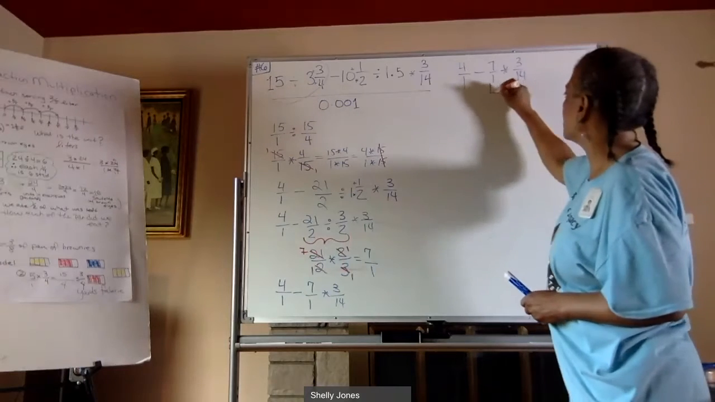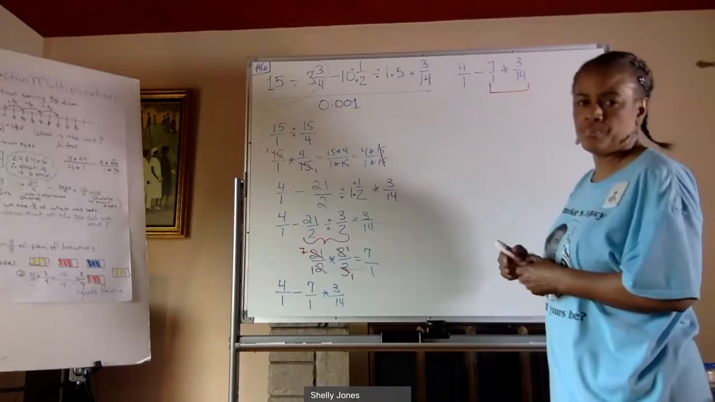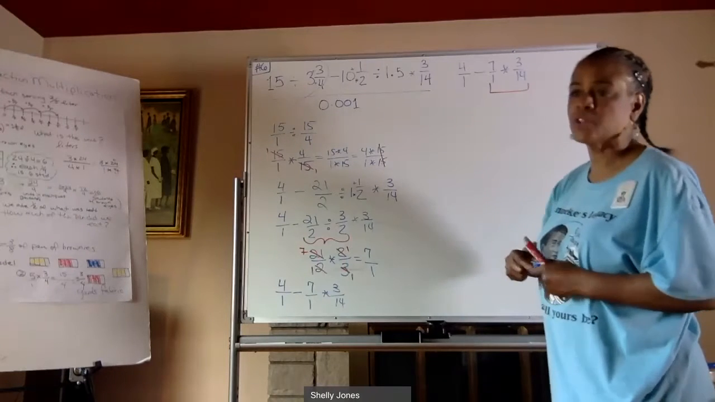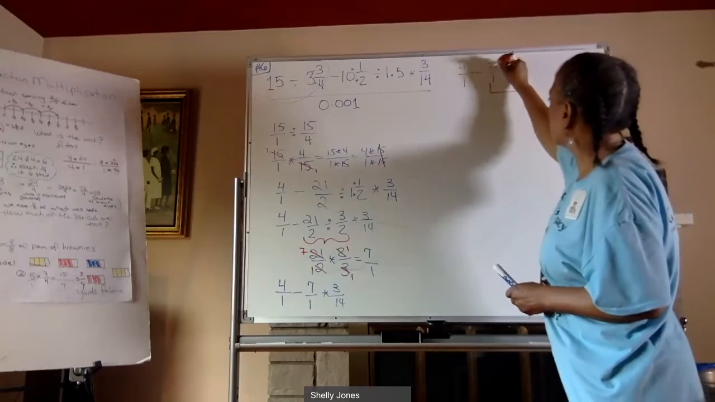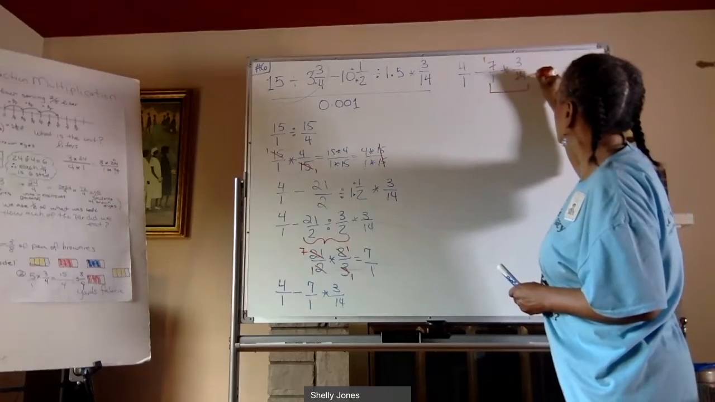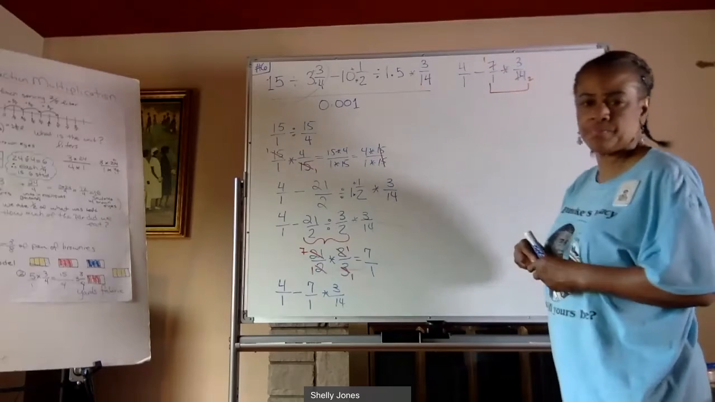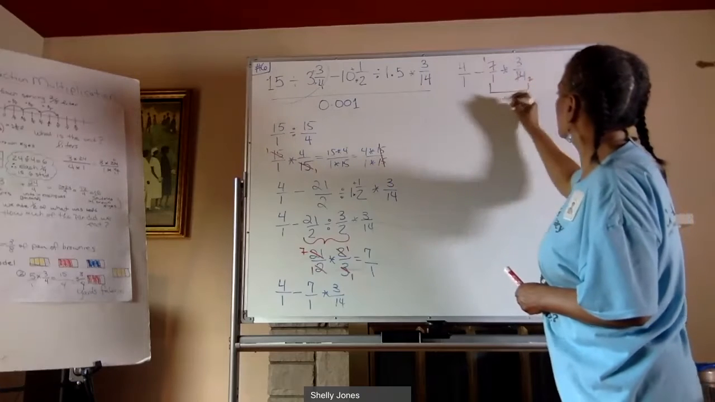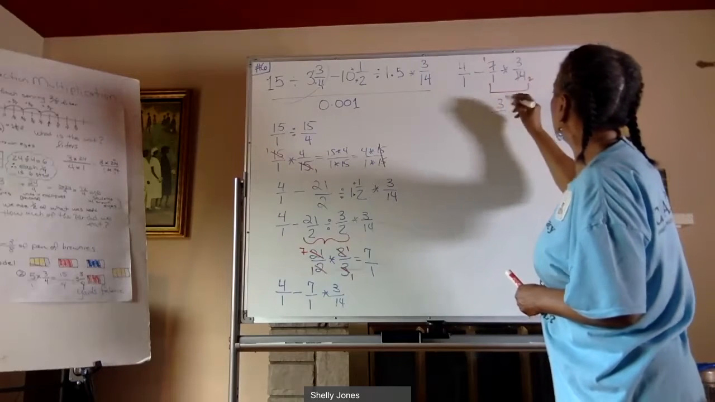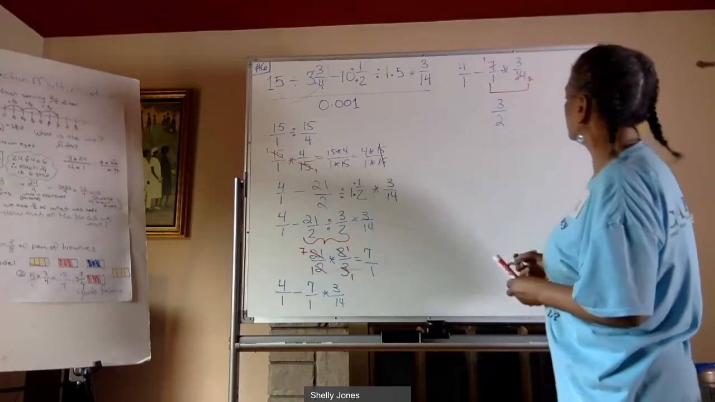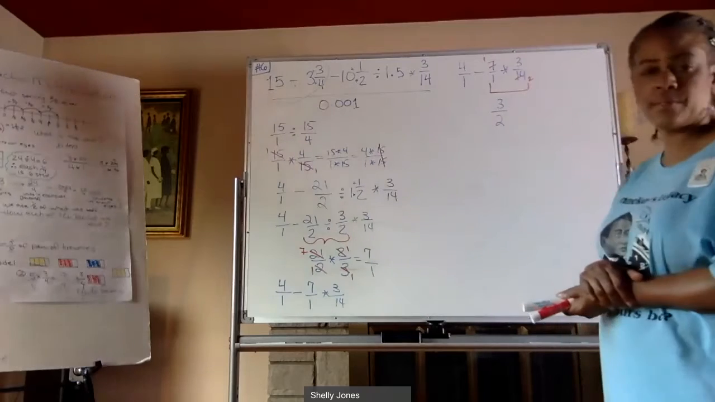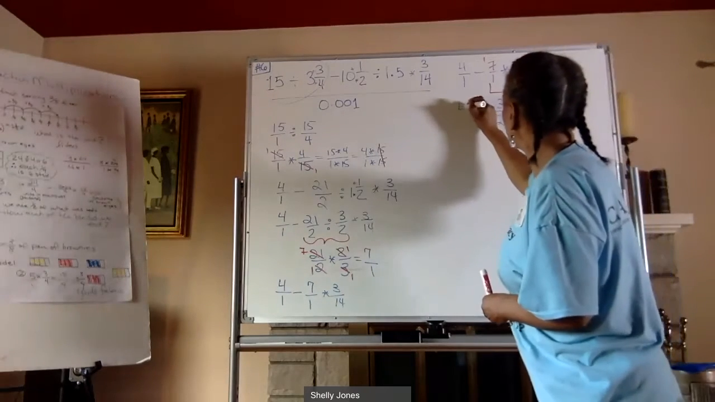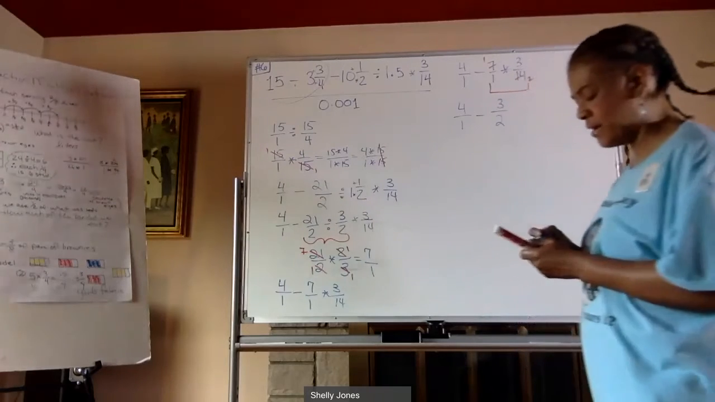So I can cancel out a factor of 7. And so 7 goes into 7 once, and 7 goes into 14 twice. Okay? And now I'm going to multiply that out. 1 times 3 is 3. And 1 times 2 is 2. So I have 3 halves there. And I already have my 4/1 minus 3 halves.